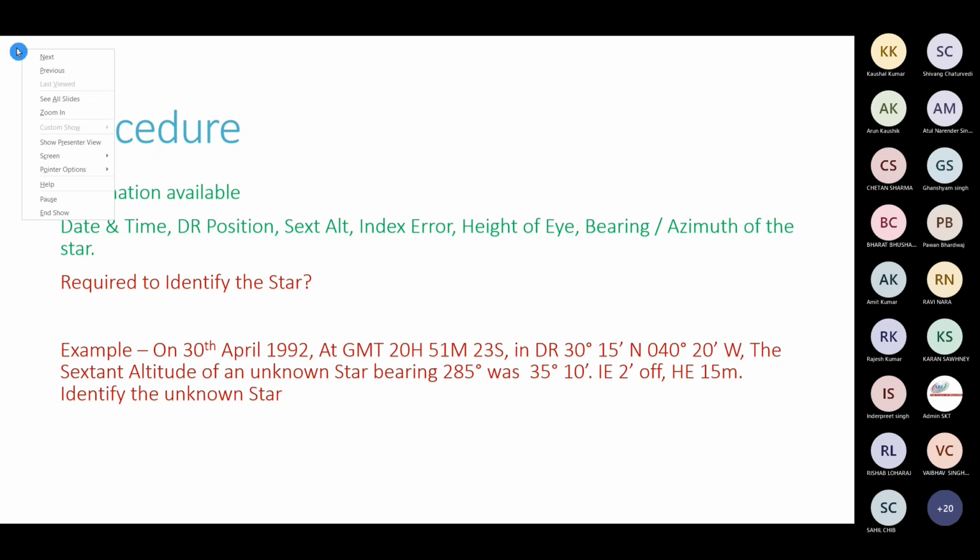So star identification is what we are covering now, and stars suitable for sight I will cover a little later after we have done the sights.